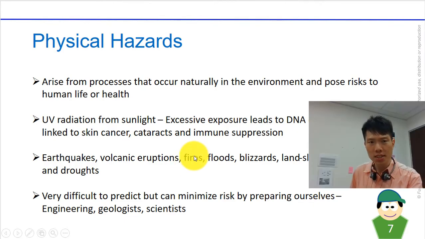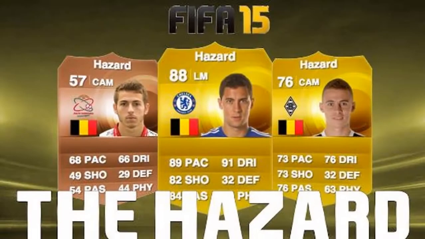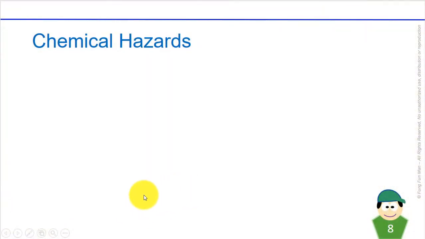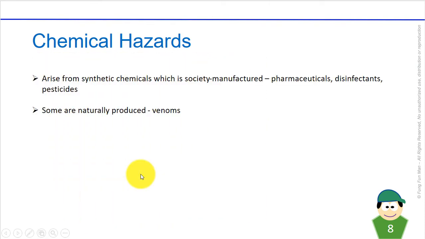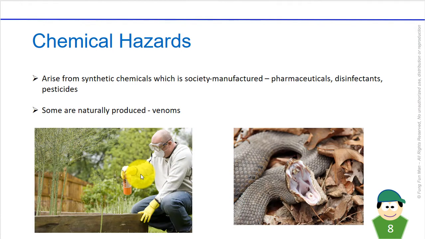The second hazard we're talking about is chemical hazards. These include many of the synthetic chemicals that our society manufactured, all man-made. Now, the pharmaceuticals, drugs, disinfectants, pesticides, and some of these substances that are produced naturally by organisms, like snake and spider venom. We find these in nature and then we process them for our own use, like crude oil, lead, asbestos. These are naturally occurring chemicals.